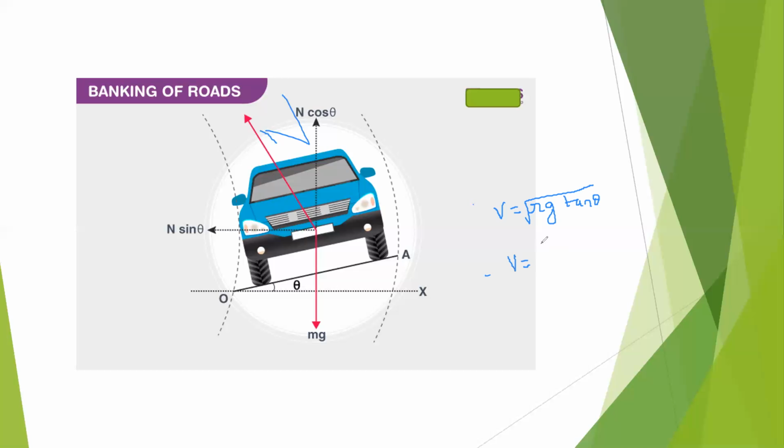That is v is equal to [rg (tan theta plus mu) divided by (1 minus mu tan theta)] raised to 1 by 2. This is the speed of the vehicles when they are on a banked rough circular path. So the above expression is for a smooth surface, and the below expression is for a rough surface.